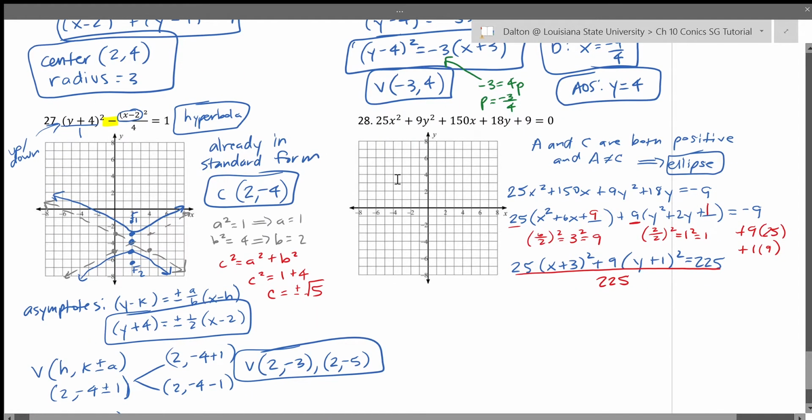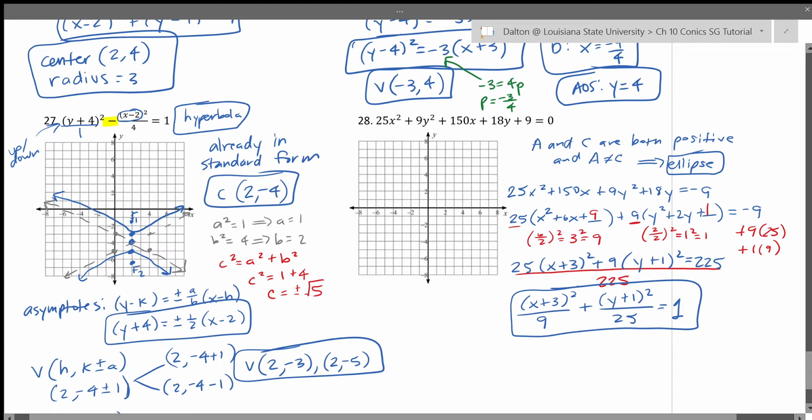When I do so, 25 over 225 is going to be 1/25. No, that's not right. How about 1/9? That's more like it. So this is going to be x plus 3 squared over 9 plus, now 9 over 225 is 1/25. So that'll be y plus 1 squared over 25 is equal to 1. So this is the first part. This is the equation of your ellipse in standard form.